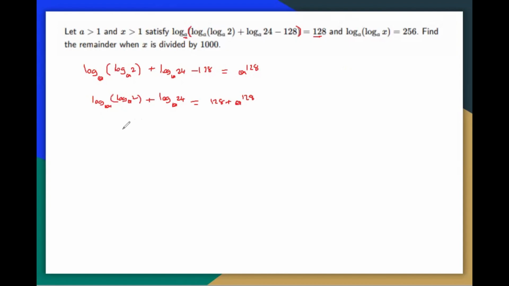Okay, so now we have the base a and the base a. When you have logarithms with the same base, we may multiply their arguments. So the arguments are this guy and 24. If I multiply their arguments, I'm going to get log base a of 24 times the log base a of 2, and I'm going to write the argument in parentheses. And this is equal to 128 plus a to the 128. Okay, this is so far not too bad.